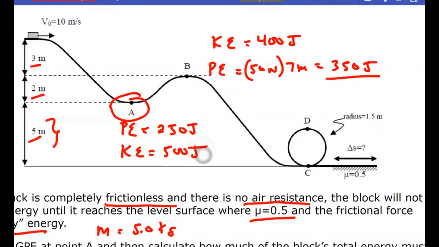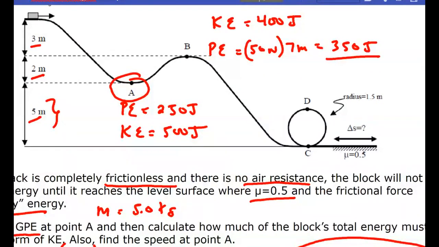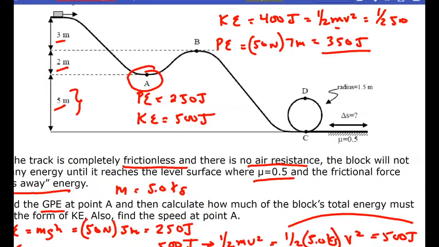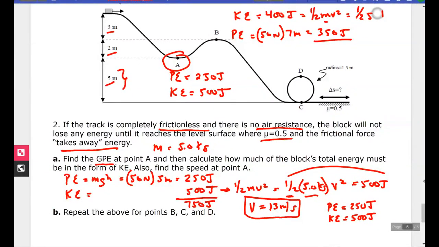Good. Just check that I got the right answer. Terrific. And now what's the velocity? Well, KE is 1/2 mv squared. So m is 5.0 kg, and the math is pretty simple here, isn't it? 400 equals 1/2 mv squared. I'm going to clear the 1/2. I'll multiply both sides by 2. Get 800 is 5v squared. Divide both sides by 5. And then take the square root.